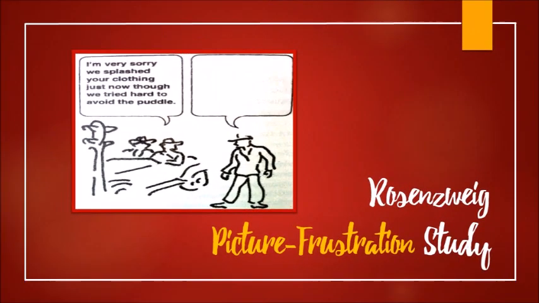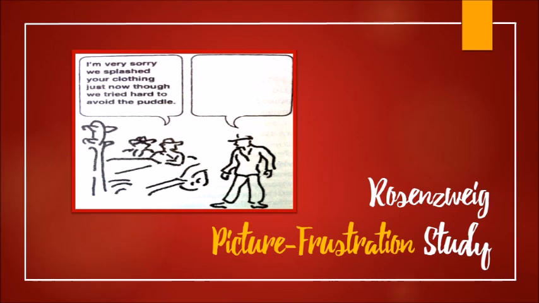Another example of a projective personality test that uses pictures as ambiguous stimuli would be the Rosenzweig Picture Frustration Study. This is commonly used among children, and it consists of several sets of comic strips that are incomplete, and the task of the client is to complete the conversation between the individuals in the picture.